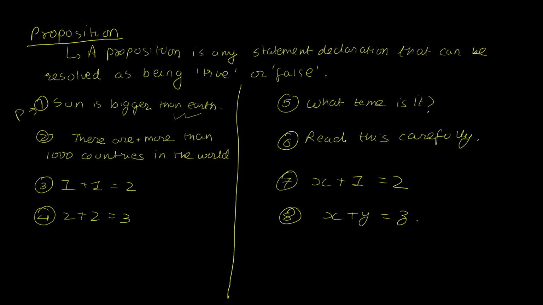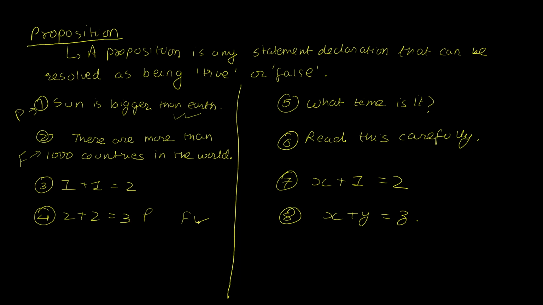Looking at this one, there are more than 1,000 countries in the world. I can see that it is proposing something. It can be resolved to a true or a false. So this is a proposition, and in this case, a false one. What about this one? This is a proposition because it's simply proposing that the sum of 1 and 1 is 2, which is true. And moving over to this one, 2 plus 2 equals 3. This is also making a statement that can be resolved to true or false. So this is also a proposition, but its truth value is false.